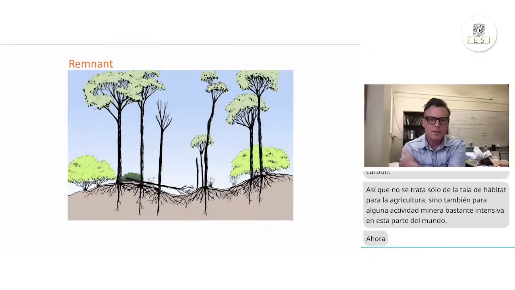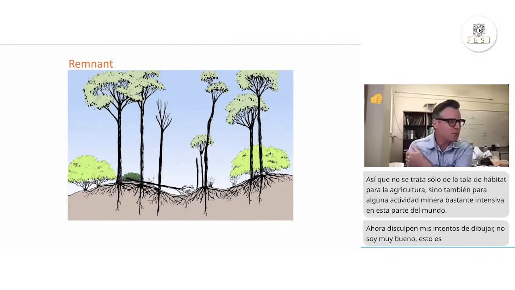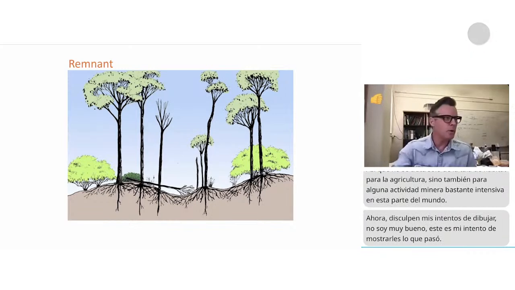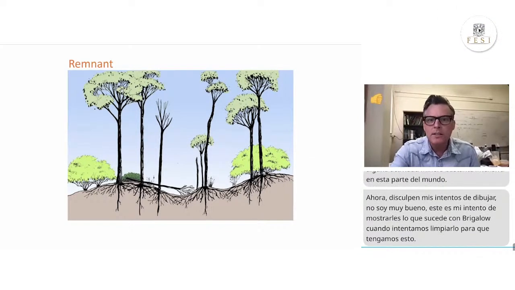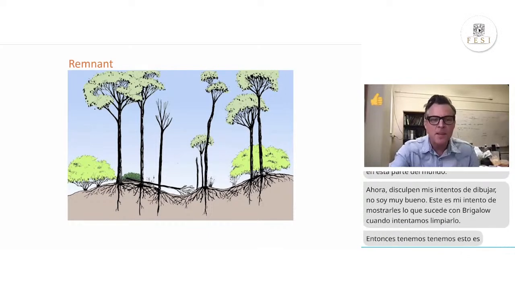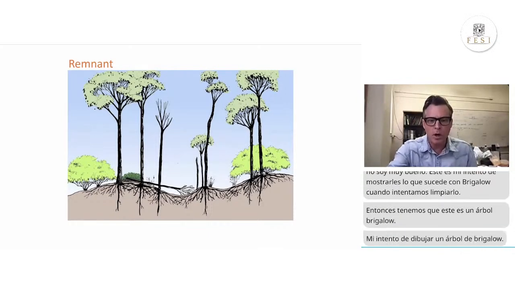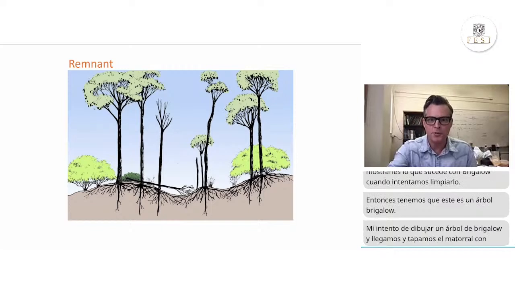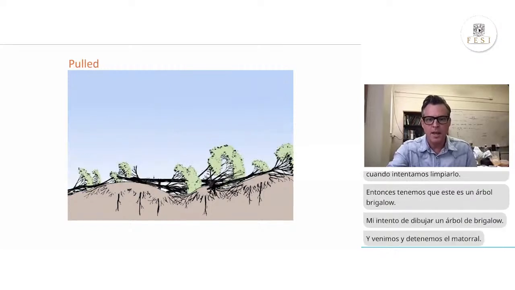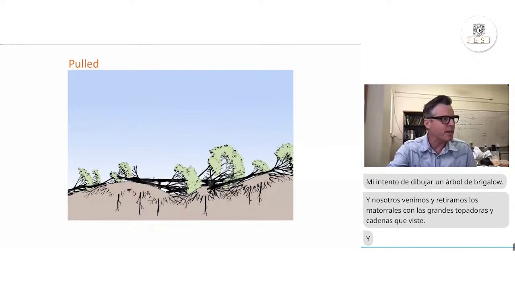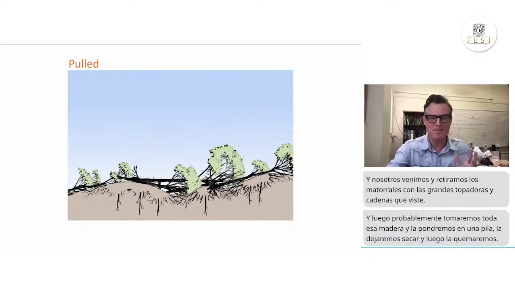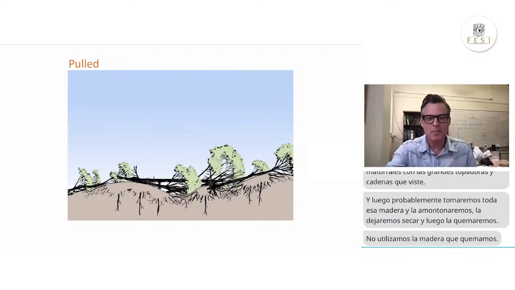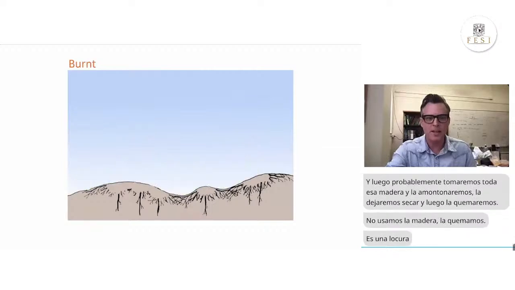Now, excuse my attempts here at a drawing. I'm not very good. This is my attempt to show you what happens with brigalow when we try and clear it. So this is a brigalow tree, my attempt to draw one. And we come along and we pull over the scrub with the big dozers and chains that you saw. And then we'll probably take all of that timber and put it in a pile, let it dry, and then burn it. We don't use the timber, we burn it. It's crazy. Imagine how much carbon gets released when we do that.